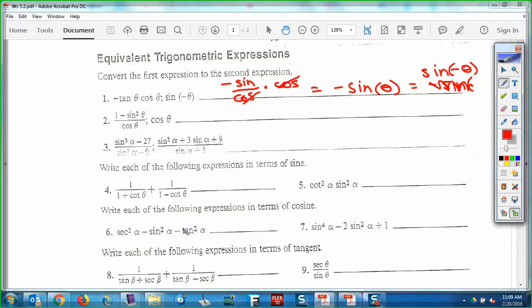So since tangent we know is sine over cosine, it makes sense then that if you square tangent, that'd be the same as squaring this fraction. And if you square this fraction, you can square the top, square the bottom. So tangent is sine over cosine. That means that tangent squared, yes, is sine squared over cosine squared. Tangent cubed would be sine cubed over cosine cubed. Tangent to the fourth would be sine to the fourth over cosine to the fourth, right? Everybody okay with that?